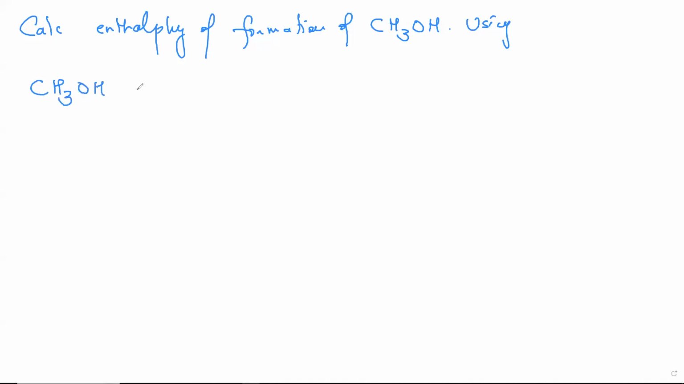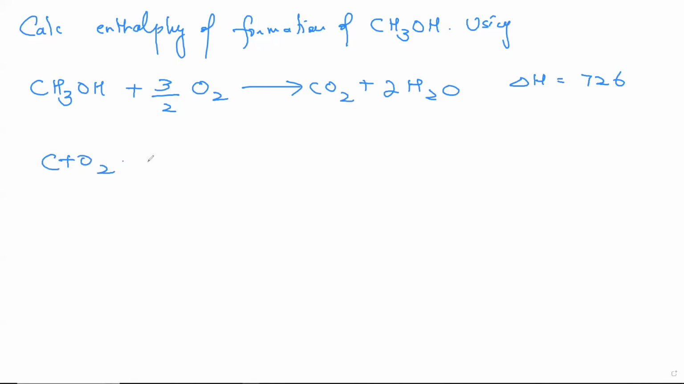CH3OH, again, as I told you in yesterday's class, whatever is printed on the question paper, make sure you copy it properly, or else chances of you going wrong is a lot higher. Plus 2H2O. Delta H, in today's case, is 726. Fine, this is given to me. Next is given as C plus O2 gives you CO2. Delta H is again given. If you observe the pattern here, I'm writing all the delta H one below the other because for calculation that will be very useful.